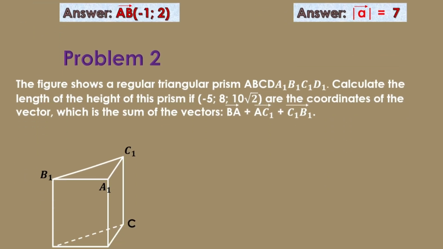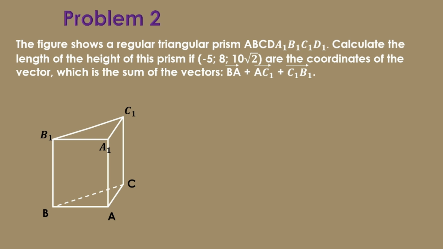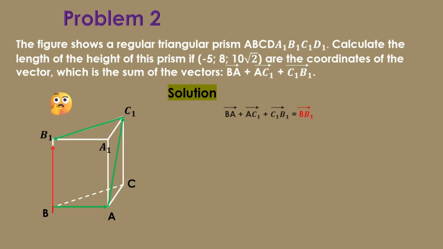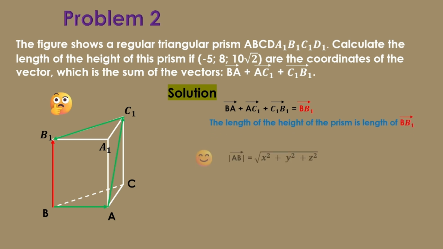Problem 2. And so we have these vectors BA, AC1, C1B1 in order. I highlight them in green. And here we see a smiley face, which is wondering how to depict this vector whose coordinates are given to us, which is the sum of the corresponding vectors. And it will start at point B and end at point B1, because we remember the triangle rule.